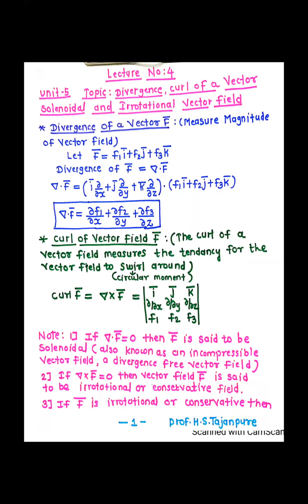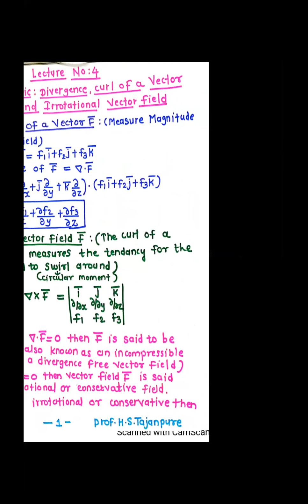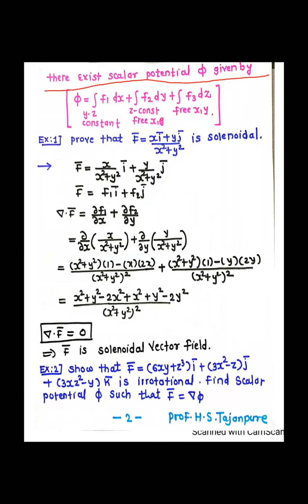Now the third point. If f bar is irrotational or conservative, it means there exists some scalar potential phi, and it is given by this formula. It is true only when the field is irrotational. Irrotational means there is some energy, there is some scalar potential phi, and that phi is given by this formula.